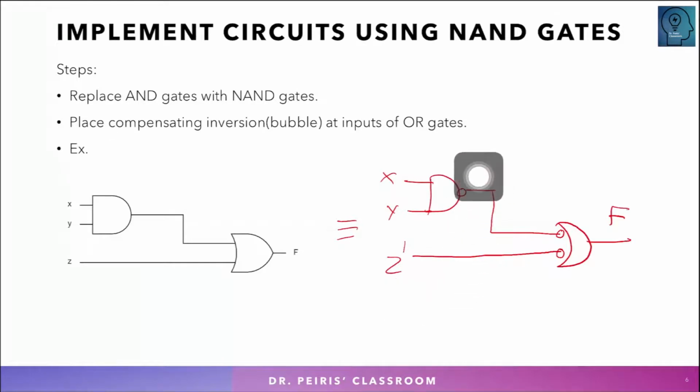In this case, that inversion is already compensated with that inversion, but here this inversion does not compensate, so you must take the complement of the original input variable to do the compensation for this bubble that you add. That's how we do that.